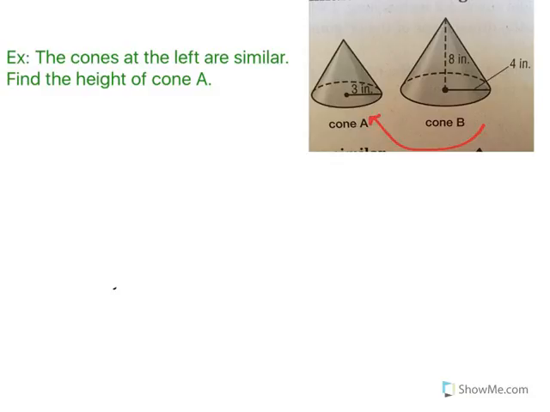So I'm going to first compare the heights. I'm going to say 8 is compared to that unknown value of x. So 8 is compared to x. Again, I'm just going to title that x. That's our unknown. That's what we're trying to solve. And I'm going to set that equal to 4, our radius 4 in this cone, compared to 3. I always say triangle because it's similar to a triangle, but it's a cone. I'm going to compare the radius 4 to the radius 3. So I'm going to write the ratio 4 to 3.